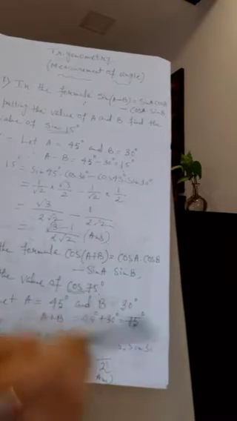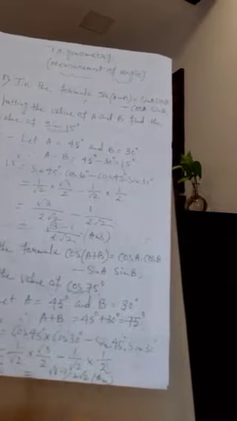Now you may ask me, ma'am, you have taken A 45, B 30, so can we take 75 as A 50, B 25? Is that possible? No. Why not? Since you don't know the values of sin 50 degree or cos 50 degree, sin 25 degree or cos 25 degree, it is not possible. So you have to see what values you know from the table, and choose according to that the values of the unknown angles A and B. Clear? Now next one.